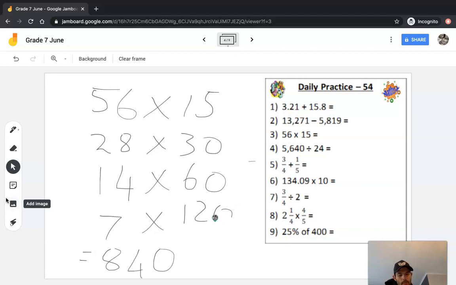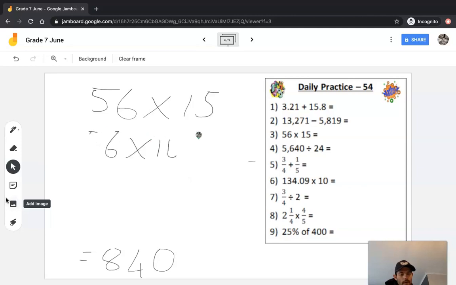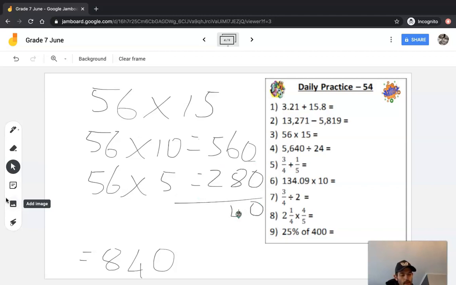Okay. So perhaps we go 56 times 10 first, and we get 560, and then we do 56 times 5, which is obviously half of 56 times 10, which is half of 560, which is going to be 280, and if you add those together, you get 840. So we must be correct if both methods show up the same answer.